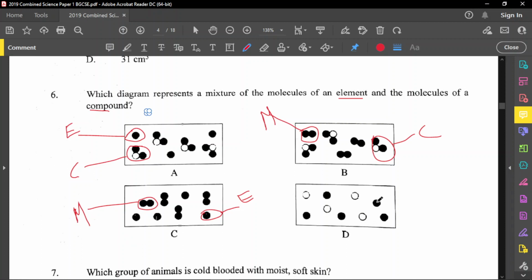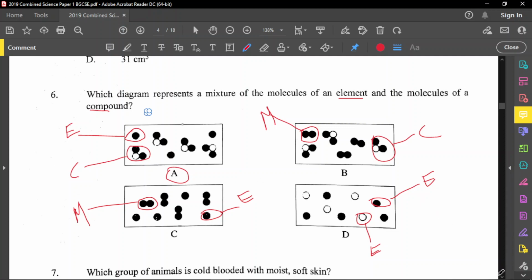In option D, we have one element right here, and the white is also an element, which is a different element, but they're not joined, so they're not a compound. Again, remember that a compound must be two different elements chemically combined, and a molecule can be two different elements or two same elements. And so A is definitely our answer for elements and compound.